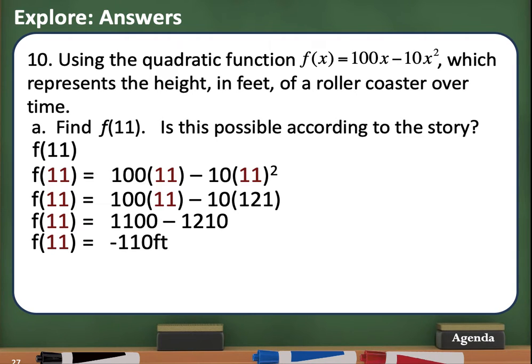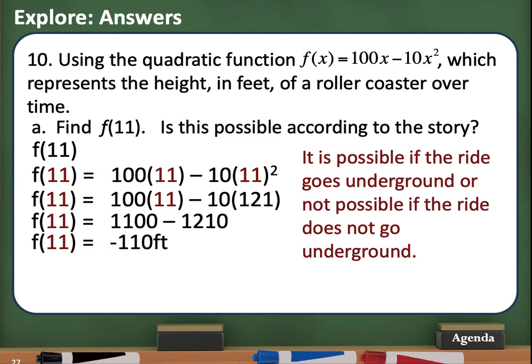Well, if so, then it would be underground, right? It's possible for 11 seconds for it to be under the ground, right? I know some people know the Superman or Bizarro at Six Flags, that kind of goes down. If anyone's been on it, it kind of goes underground for a little bit. So it could be. It's not possible if this ride doesn't go underground. If you look at that ride, it does not go underground. So this might not be possible, right? So there's no way to put 11 seconds into this function because you can't get negative 110 feet below ground.